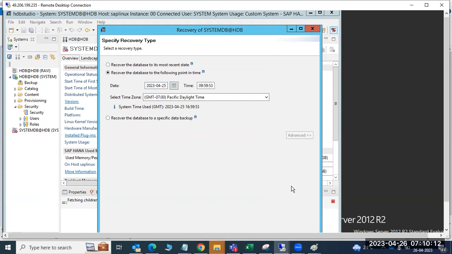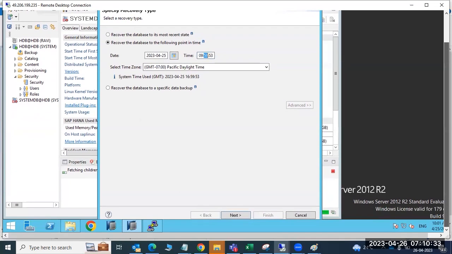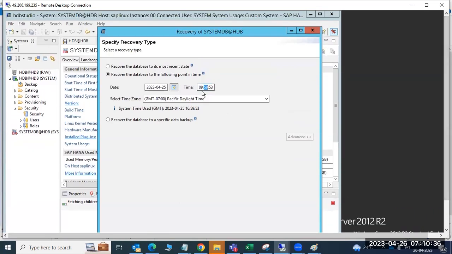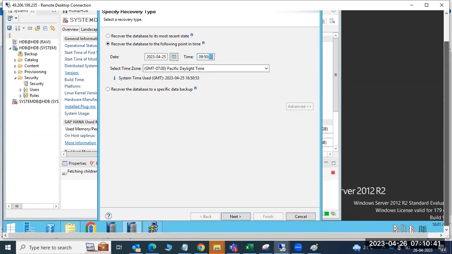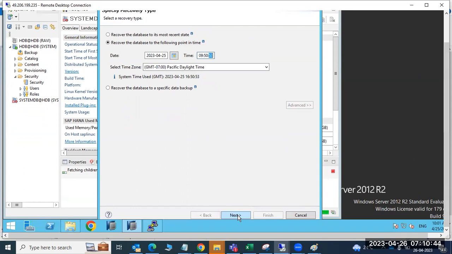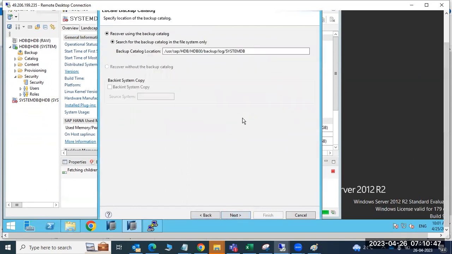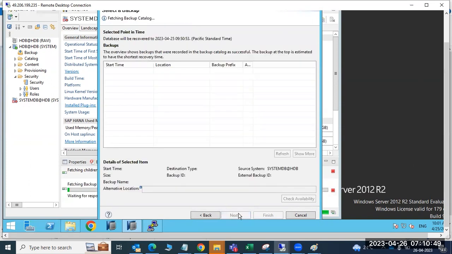Then, recover it to a point in time. I don't want to recover up to now; I want to recover to a specific point in time. It's possible. In this case, it will use the data backup and the log backup entries available in the same way. Suppose I want to recover it up to 9:50. I will set the time, then just click on the next button, and then that will be recovered.